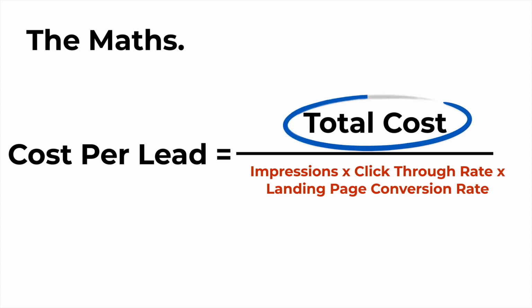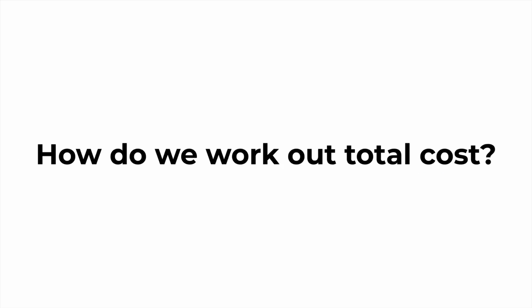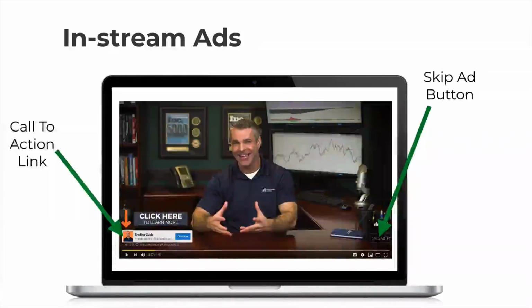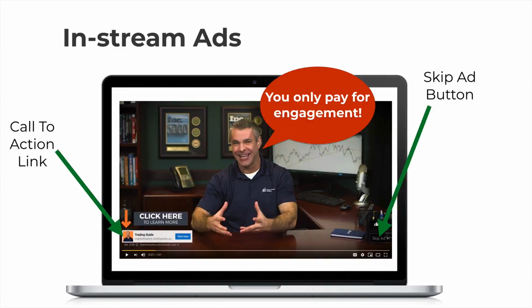Now let's look at this total cost and work out that section. So how do we work out total cost? What is actually the numbers we need to keep an eye on when it comes to YouTube? Well, again, this is just in-stream ads, so keep an eye on that skip ad button and that call to action link. But remember, you only pay for engagement with your YouTube ads. So that's going to be either someone who clicks to go to your site or someone who watches past 30 seconds.